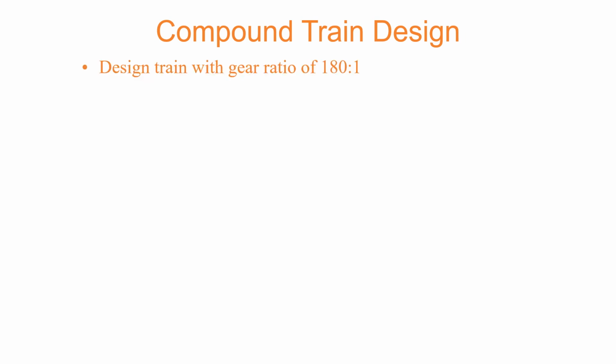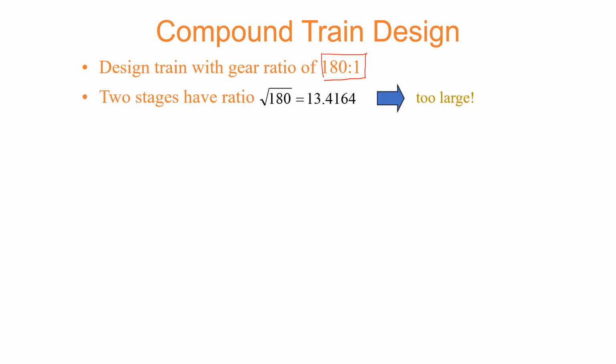So let's do one exercise. We're required to design a train with a gear ratio of 180 to 1. And obviously you can make comparison with the simple gear trains. This number was not possible over there. So if you have that requirement, the very first thing that you can attempt is to consider that you have a 2-stage compound gear train. And if you have a 2-stage compound gear train, it would be something like you take the square root of 180. And this turns out to be 13.4164, which is a big number, by the way.